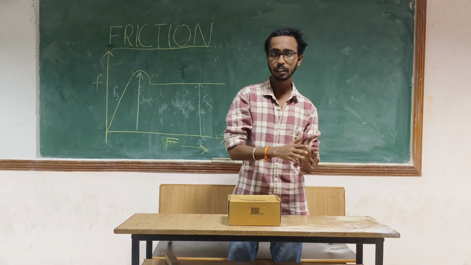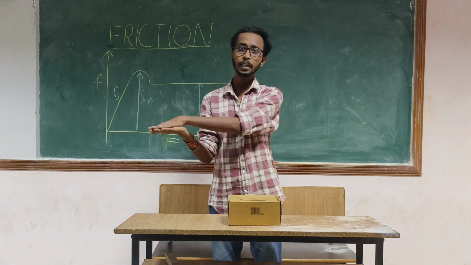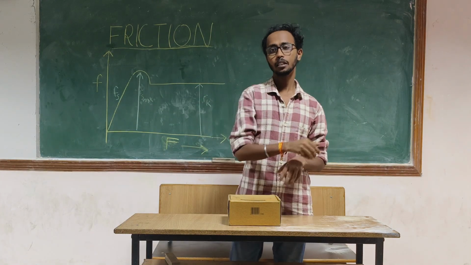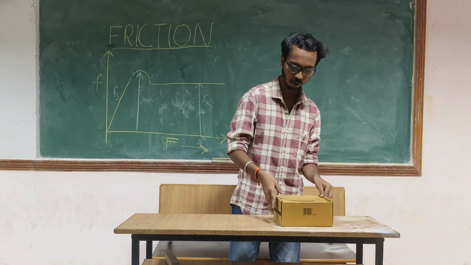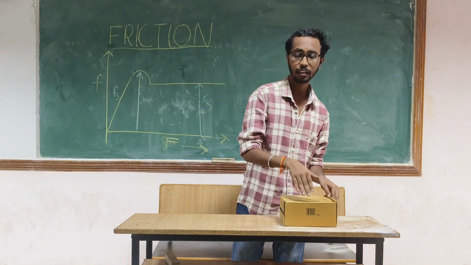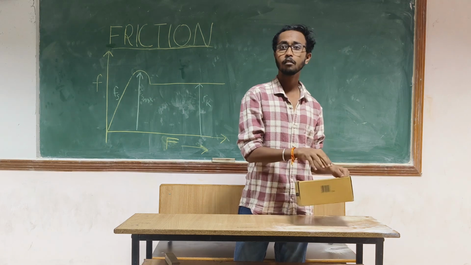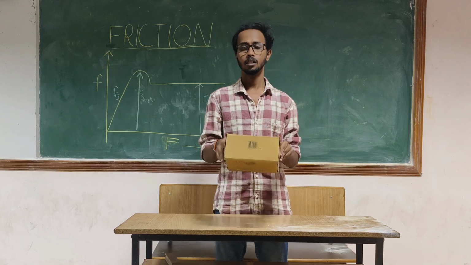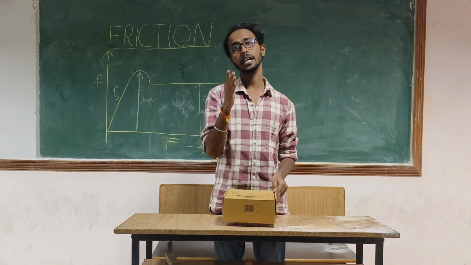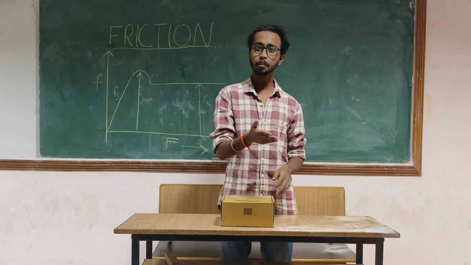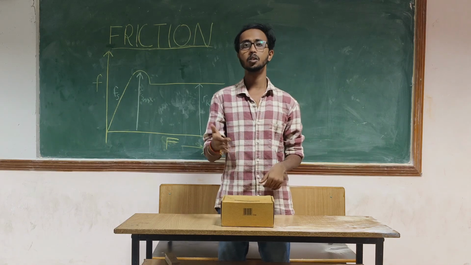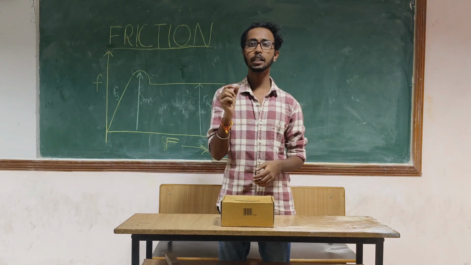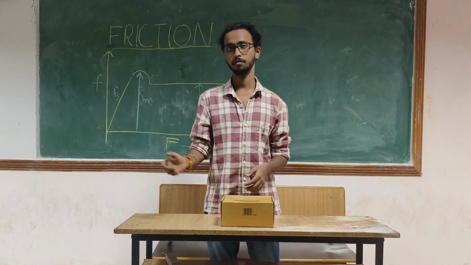Now, in the same way, let's find the formula for kinetic friction. When the body is in motion, the normal force also acts, and because of that, force is directly proportional to the normal force acting on the body. So, we can write F is directly proportional to N. By removing the proportionality symbol, we get F equals mu k into N, where mu k is the proportionality constant of kinetic friction.